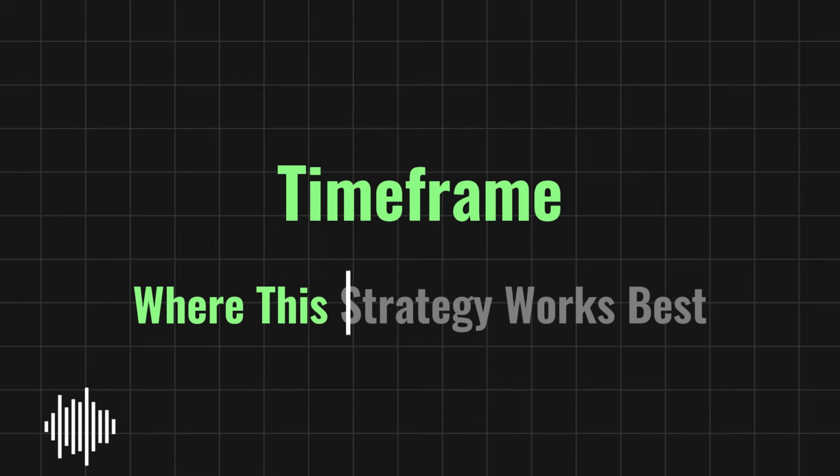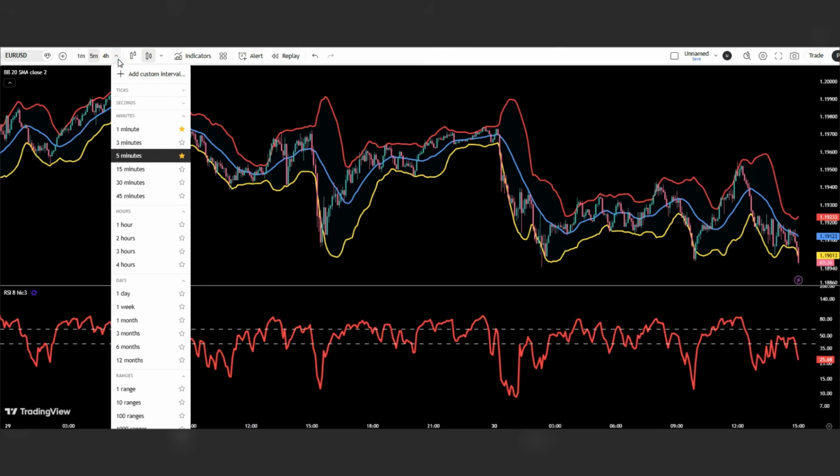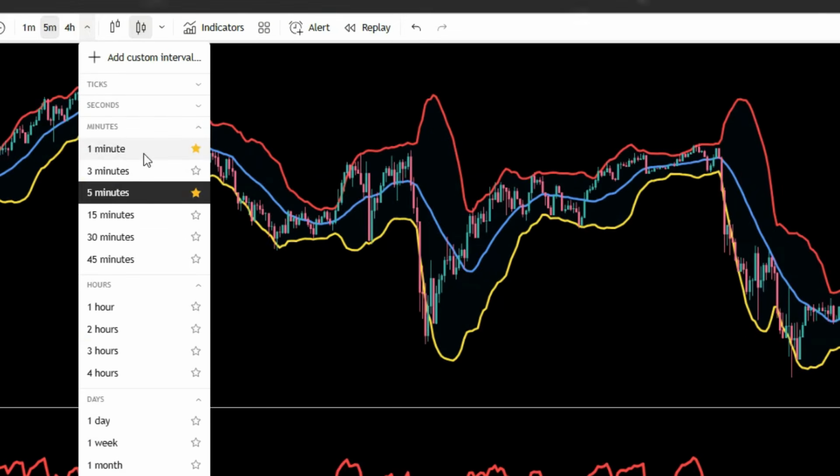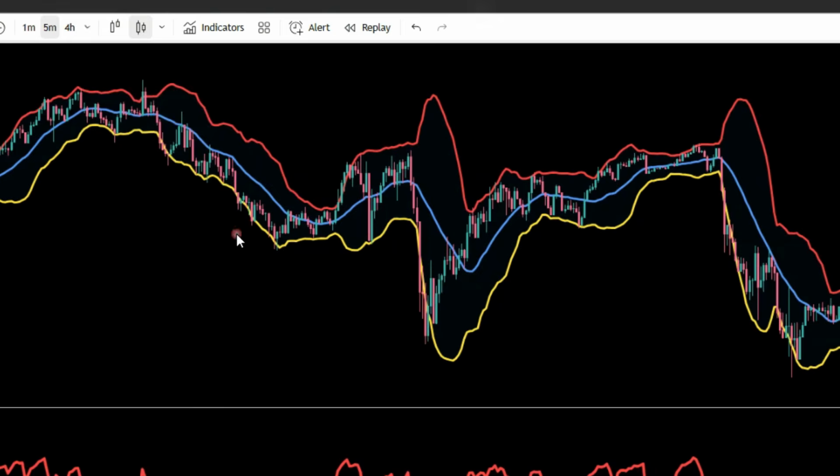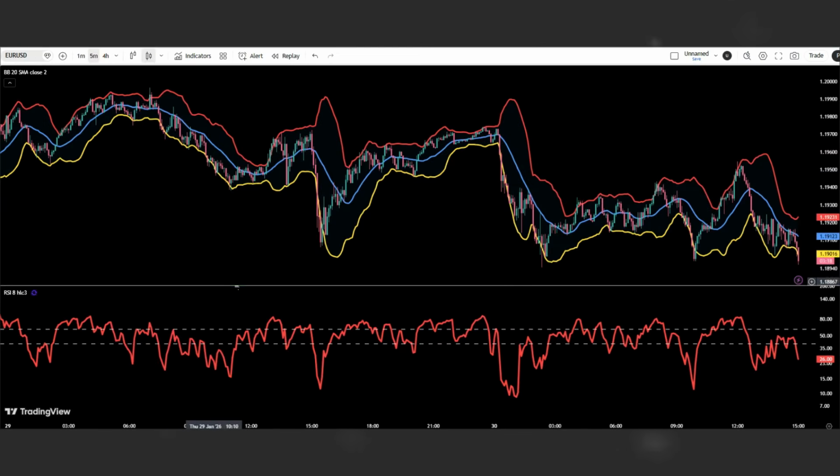Time frame, where this strategy works best. This strategy works best on the 1-minute time frame or the 5-minute time frame. This is a scalping strategy, not day trading and not swing trading. For beginners, I strongly recommend the 5-minute time frame. It's slower, cleaner, and much easier to read.